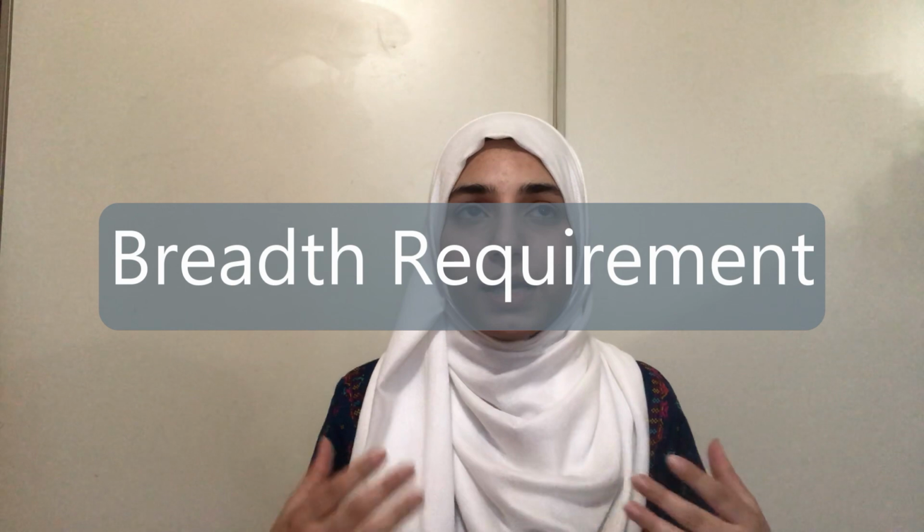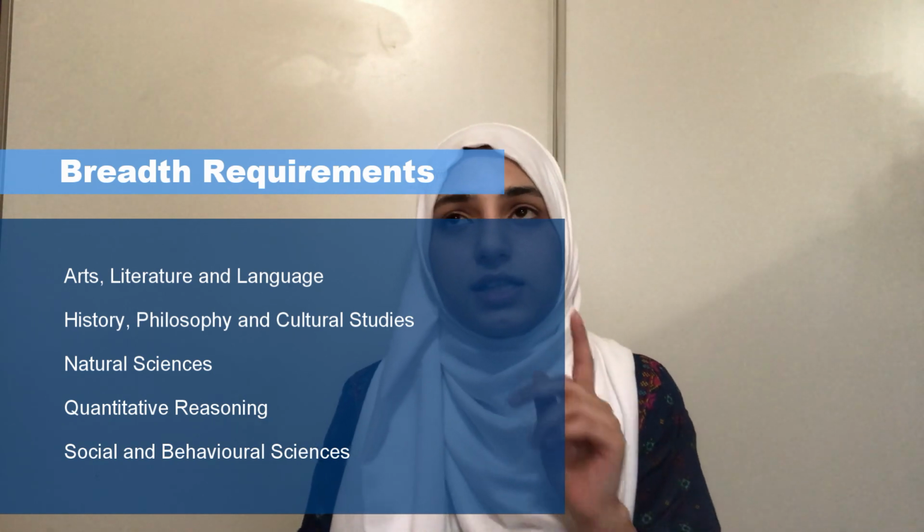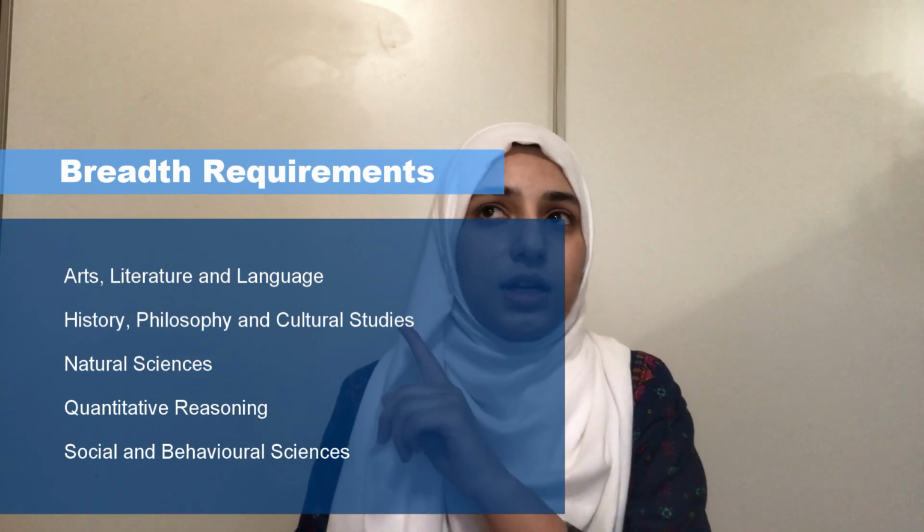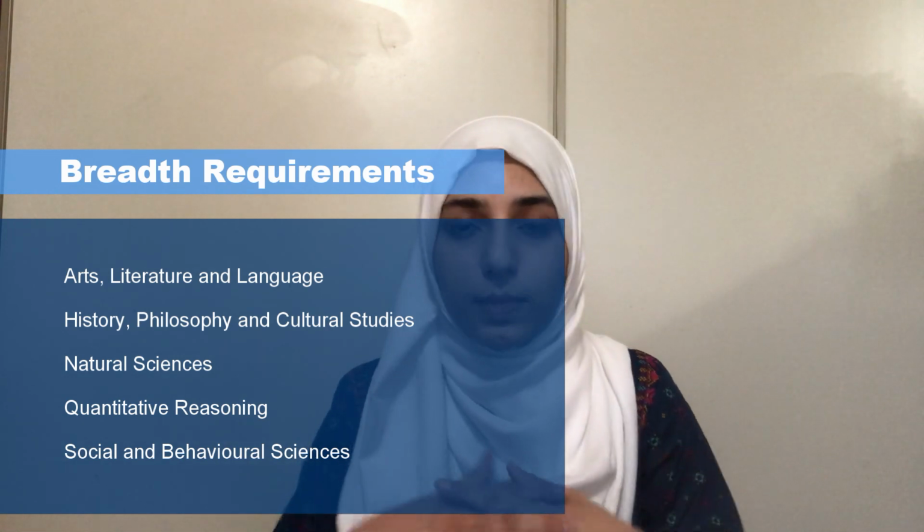Another term you may come across is breadth requirement. Breadth requirements are basically divisions that categorize courses into different categories. For example, one of the breadth requirement divisions is arts, literature, and language, and any course that falls under that category counts. At UTSC, you have to take one course from each of the breadth requirement categories. I think there's 5: arts, literature, and language; natural sciences; history, philosophy, and cultural studies; quantitative reasoning; and I think there's one other. You have to take at least 0.5 credit from each of them in order to graduate, so that's good to keep in mind.